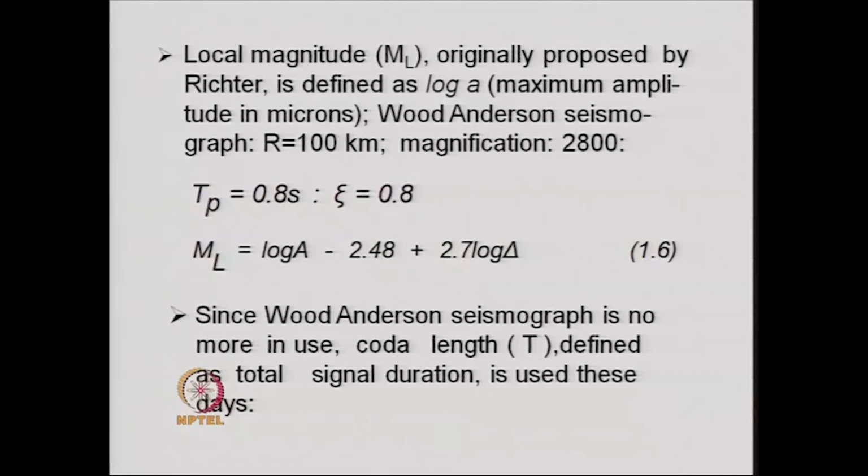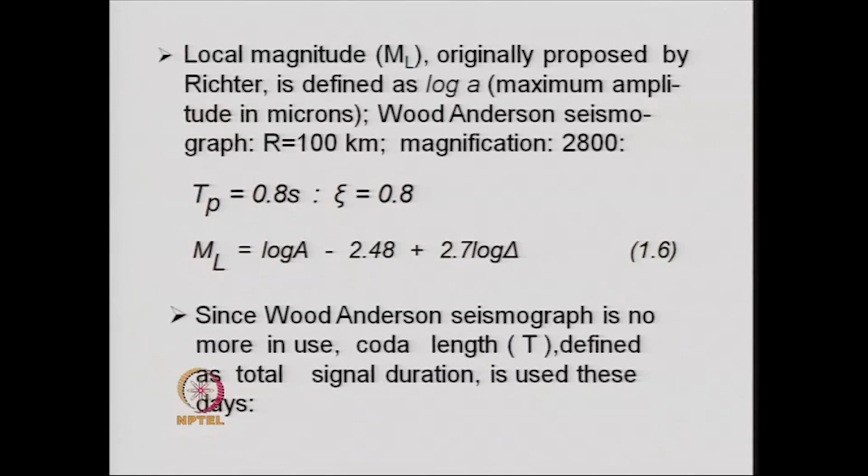Local magnitude was originally proposed by Richter and is defined as log of the maximum amplitude measured in microns. For measuring this maximum amplitude, Wood-Anderson seismograph is used. It is placed at a distance of 100 kilometer from the epicenter. Magnification of the Wood-Anderson seismograph is 2800. Its period is 0.8 second and it has a damping coefficient of 0.8.